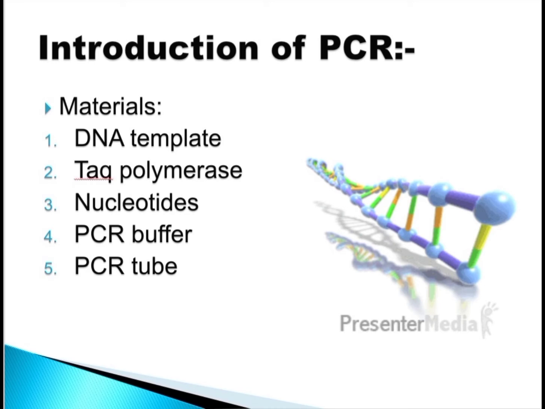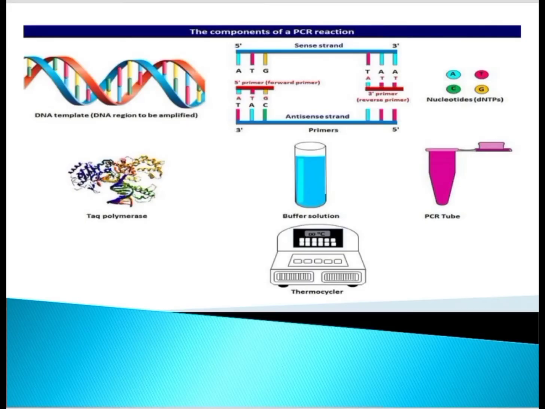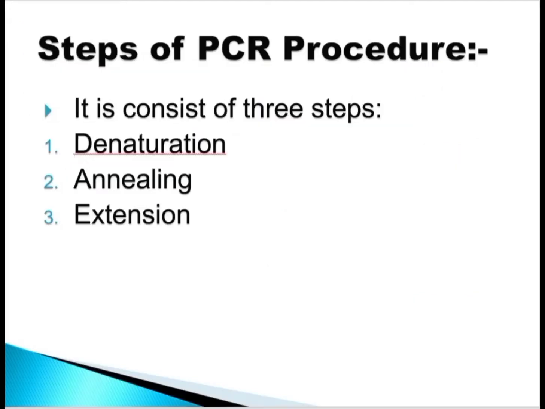This is a picture of the DNA template or the DNA segment. This picture shows all the materials which are used in the PCR reaction. The first one is the DNA template, second is nucleotides, and third is Taq polymerase, PCR buffer, thermocycler, and PCR tube. The steps of the PCR procedure. It consists of three steps. The first one is denaturation, second is annealing, and third is the extension process.